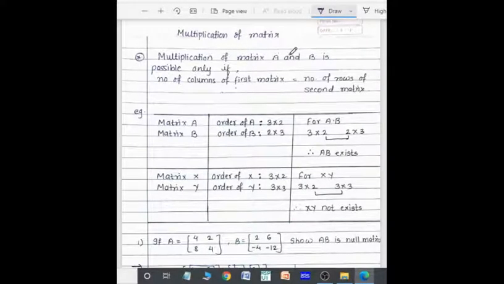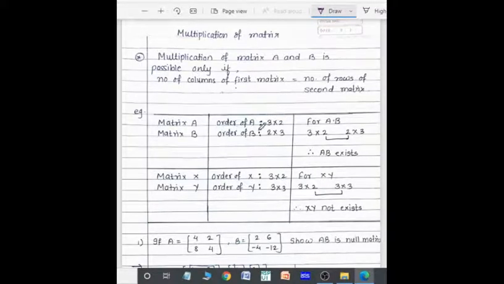मल्टिप्लिकेशन ऑफ मॅट्रिक्स A and B is possible only if number of columns of first matrix is equals to number of rows of second matrix. जे पहिल्या मॅट्रिक्सचे कॉलम आणि दुसऱ्या मॅट्रिक्सचे रोज जर सेम असतील तर आपण दोन मॅट्रिक्सचं मल्टिप्लिकेशन करू शकतो. अदरवाइज मल्टिप्लिकेशन नॉट पॉसिबल. मॅट्रिक्स A is given of order 3 by 2.